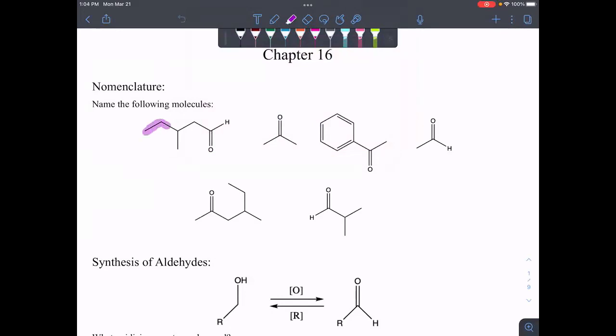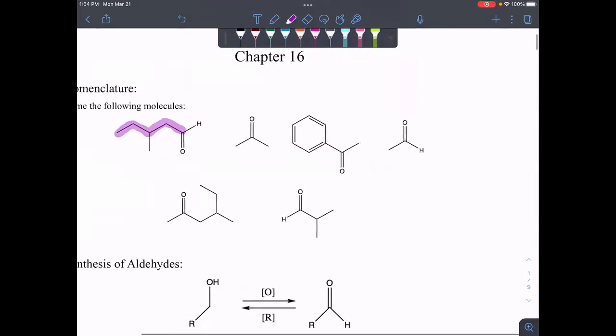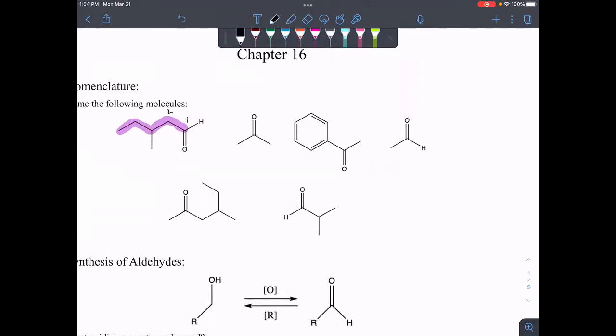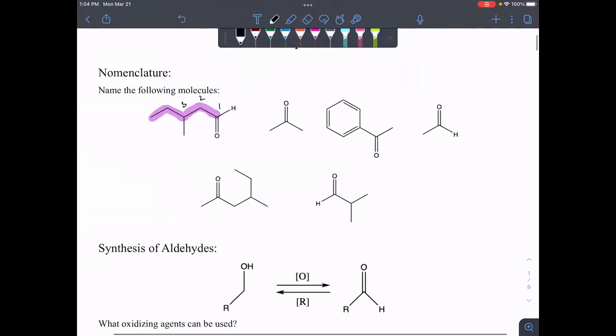So it's 1, 2, 3, 4, 5. It's a pentane. And then there's a 3-methyl on it. So it's going to be 3-methylpentanal. Pentanal? Yeah.